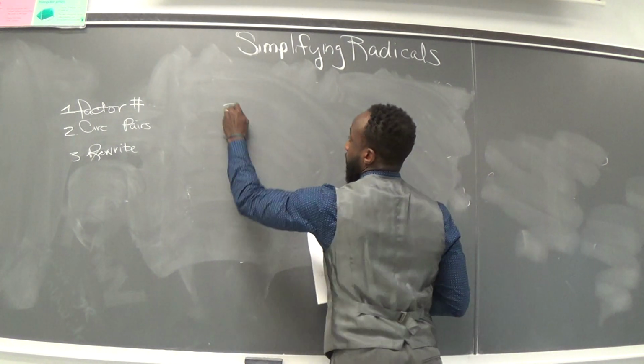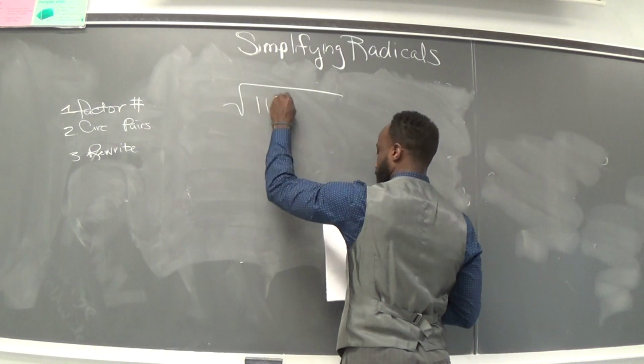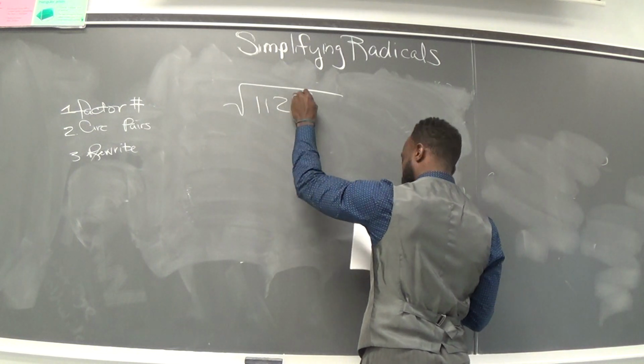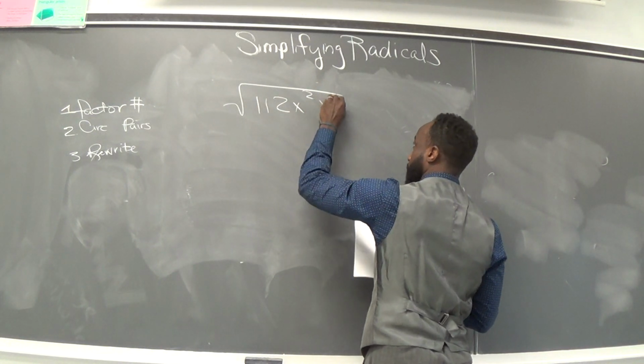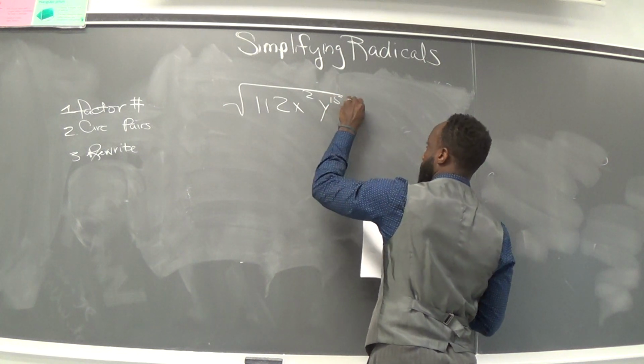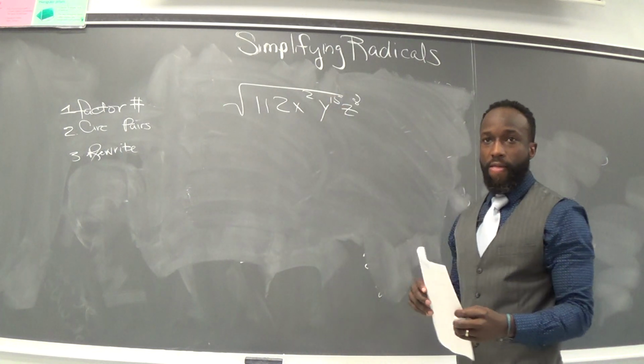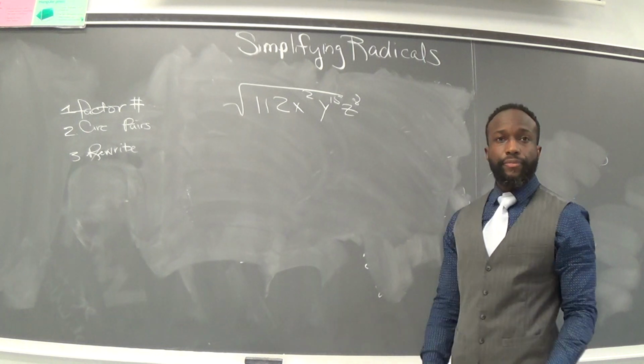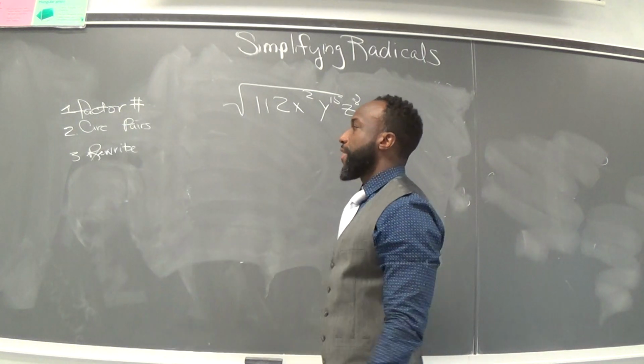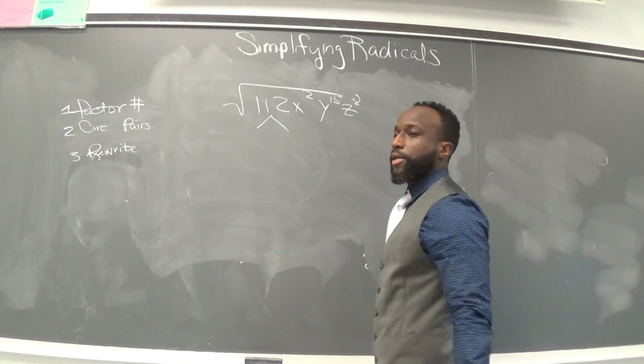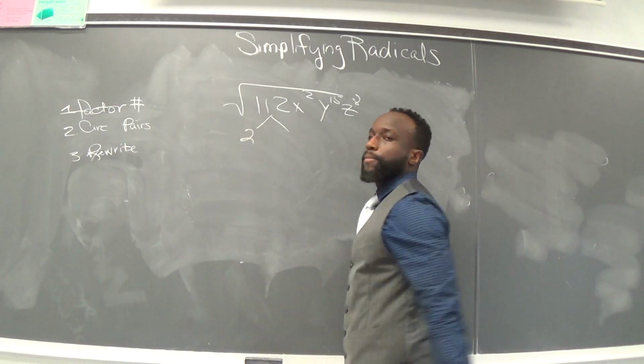Alright, so look. We got the square root of 112 x to the 2nd, y to the 15th, z to the 8th. Oh, man. Okay? Ready? Number 1. Factor the number. Alright? So that's going to be 2 times what?